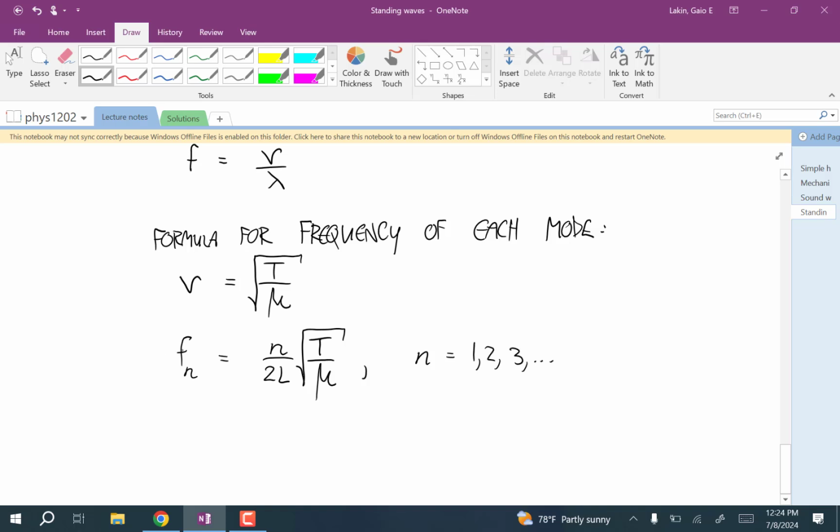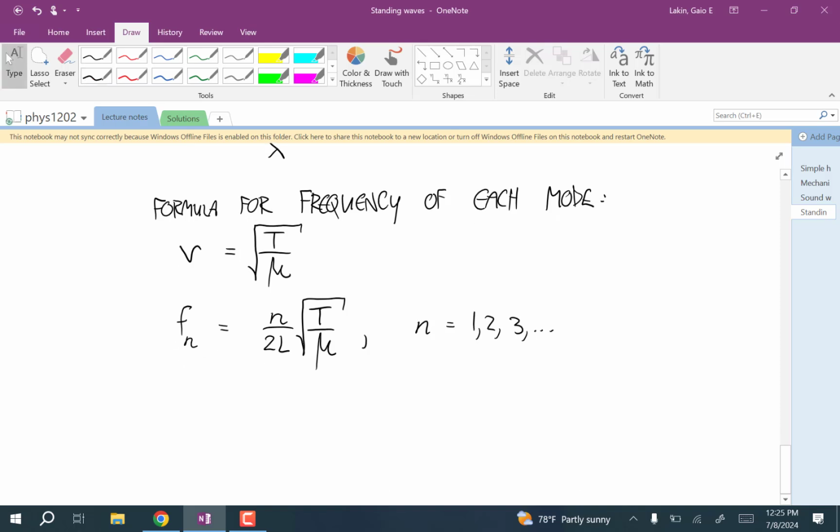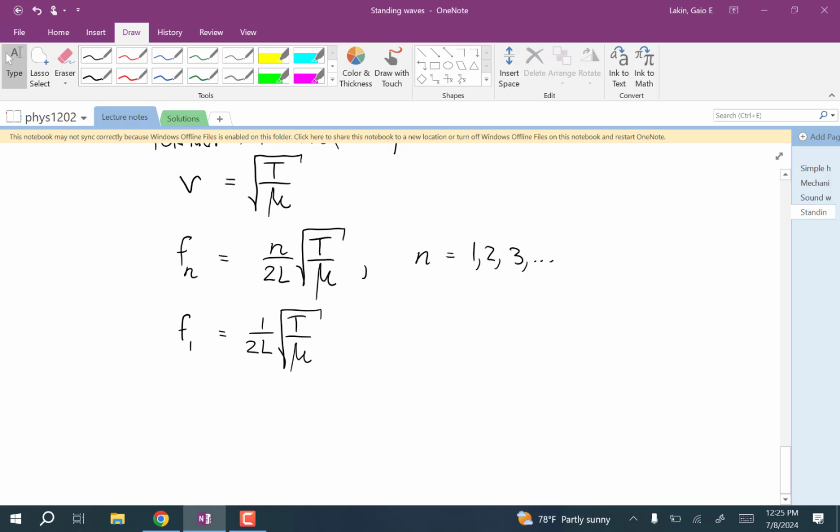The fundamental frequency is what we call the note. If you're tuning a musical instrument, the note that you're tuning to is for f equals 1. So the fundamental frequency, f1, is 1 over 2L times the square root of T over mu. And this is the note.